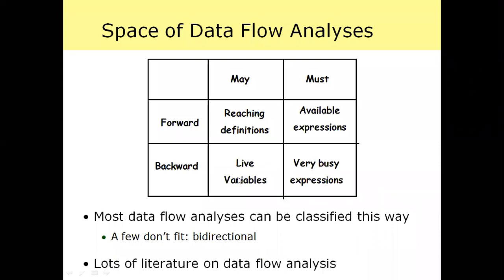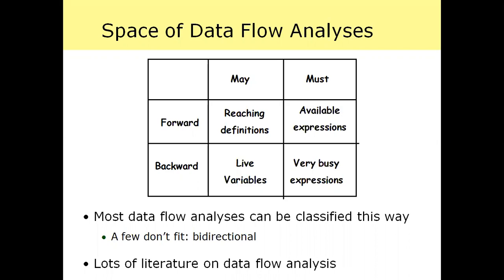Live variables are a backward may problem, and very busy expressions are a backward must problem. Is it clear now? And this shows the space of the data flow analysis.